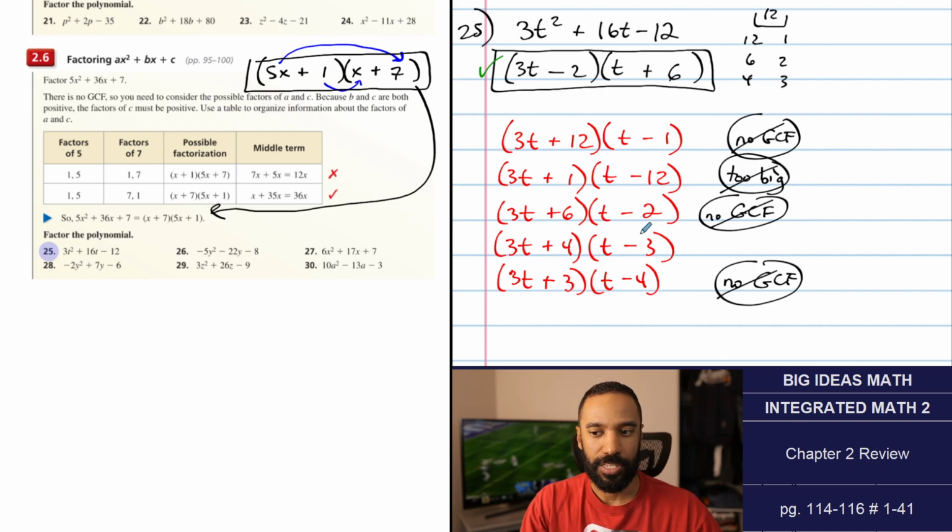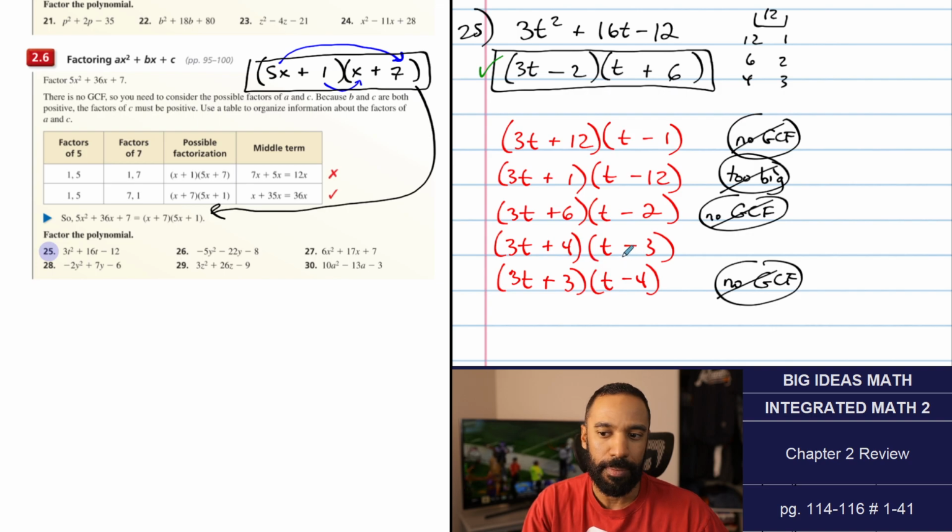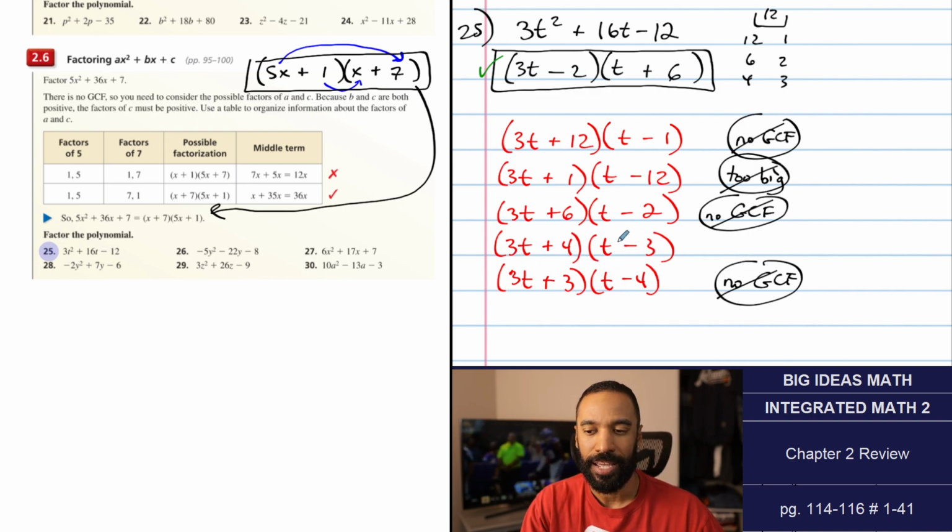Now, why wouldn't I have tested this one? It's actually viable as far as GCFs, as far as too big or too, well, maybe not too big or too small. I see a negative 9, and I notice this is going to be there. So maybe I can say too small.